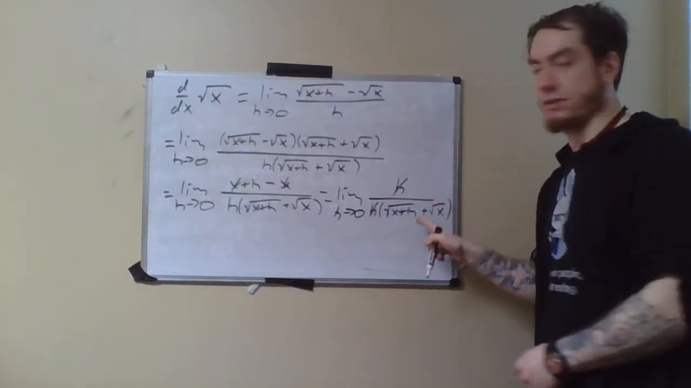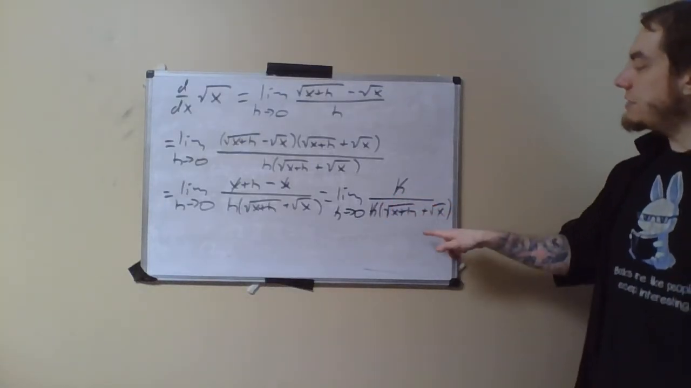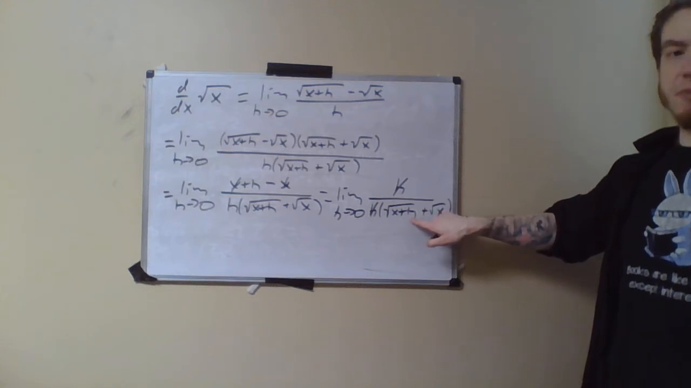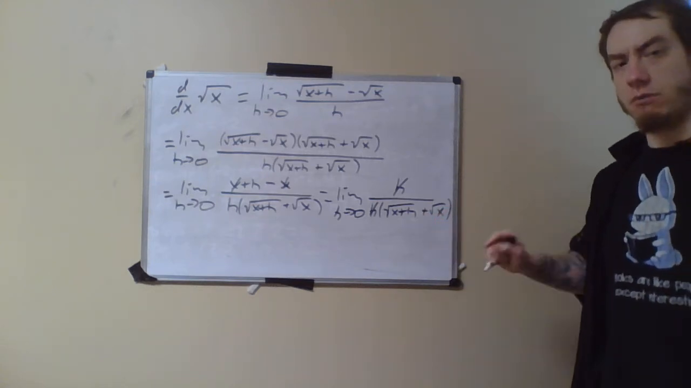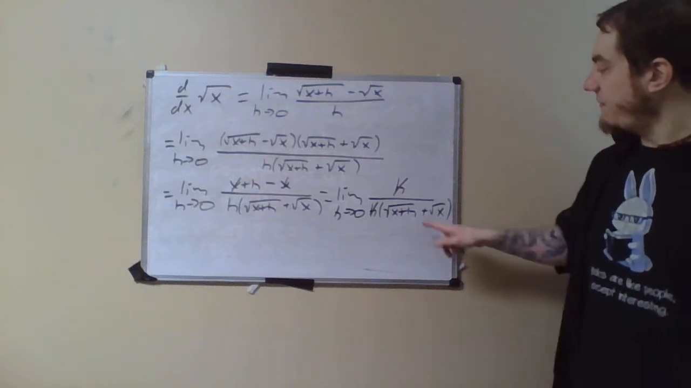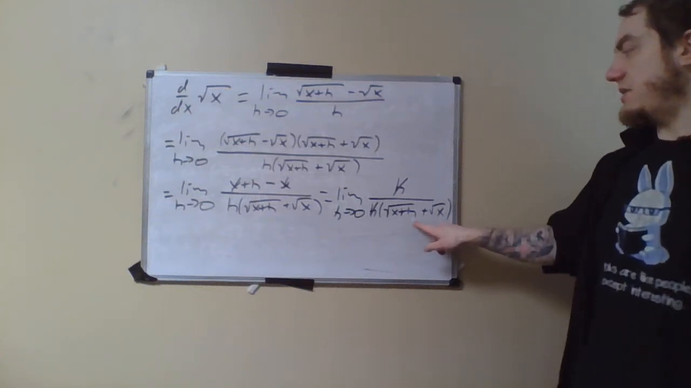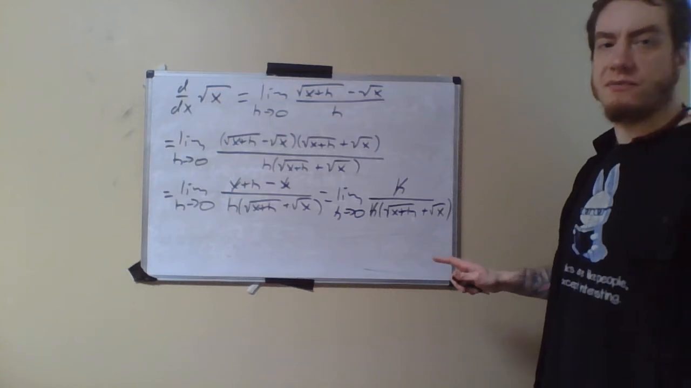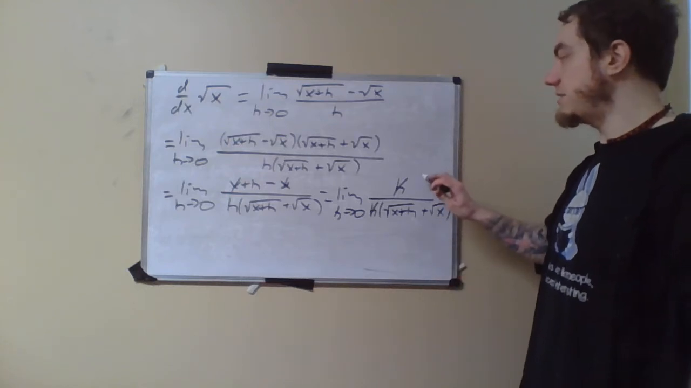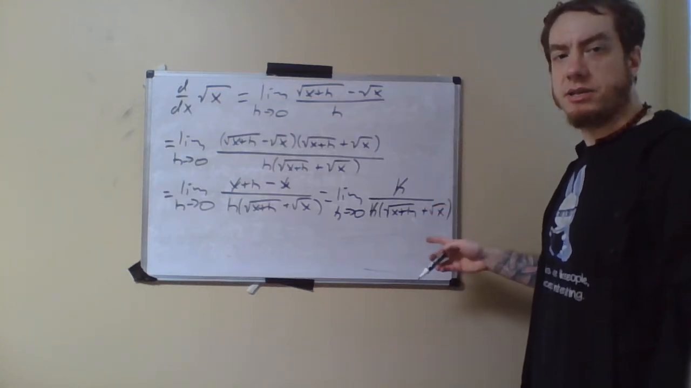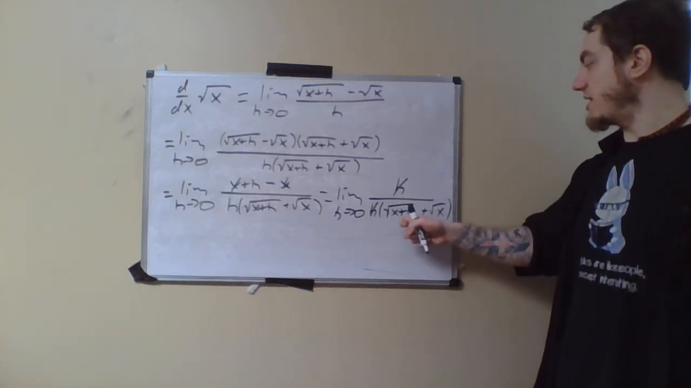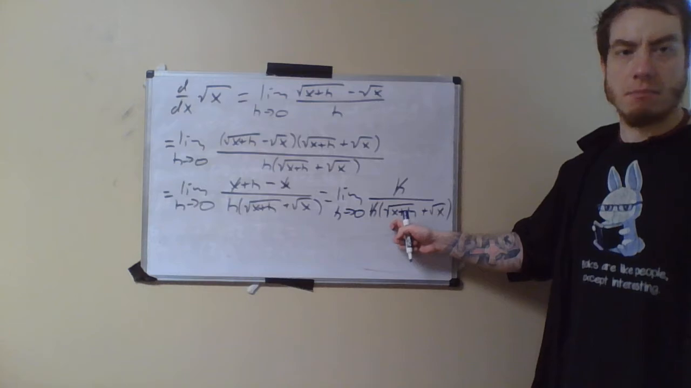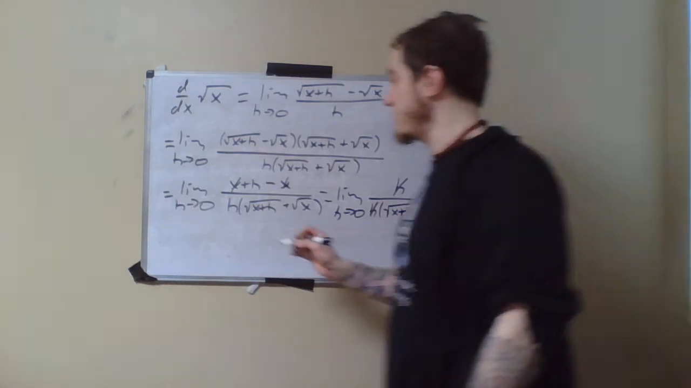Well, the h's cancel now, and at this point, I can find this by evaluation, provided that x is not equal to 0. If x is equal to 0, then this actually becomes undefined because the numerator is now 1, the denominator is going to 0, so at x equals 0, this would be undefined. But as long as x is a positive number, then this is perfectly fine.